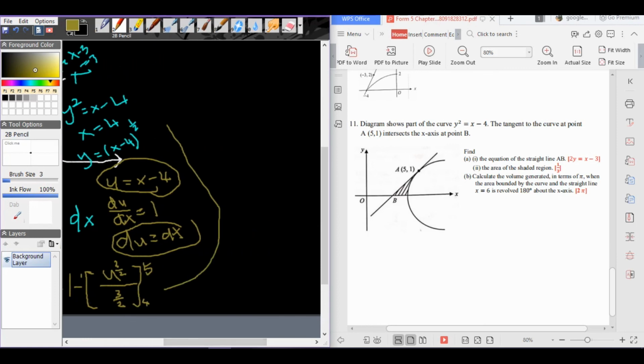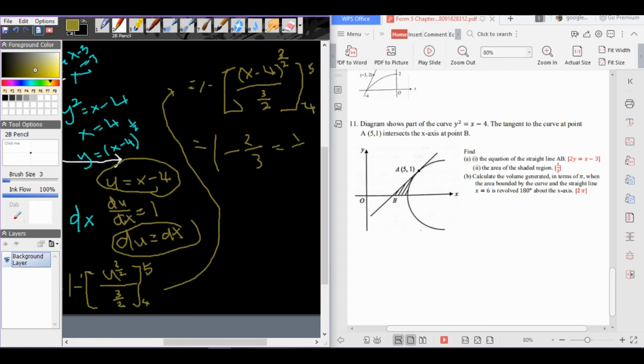Continue here. So equals 1 minus (x minus 4)^(3/2) over 3/2 from 4 to 5. Substitute 5 for x and then minus the result of substituting 4 for x. Calculate the answer, you will have 2 over 3. So 1 minus 2 over 3. The answer will be 1 over 3.